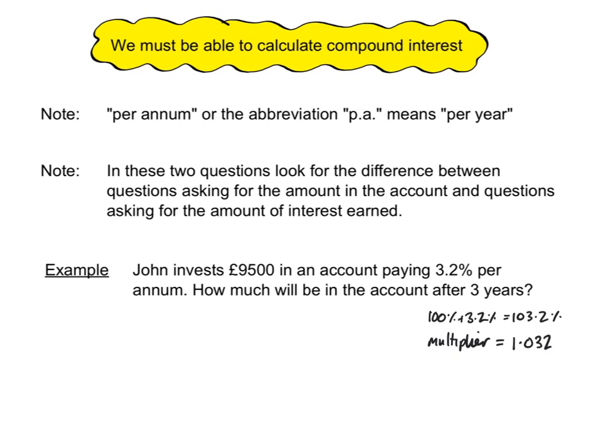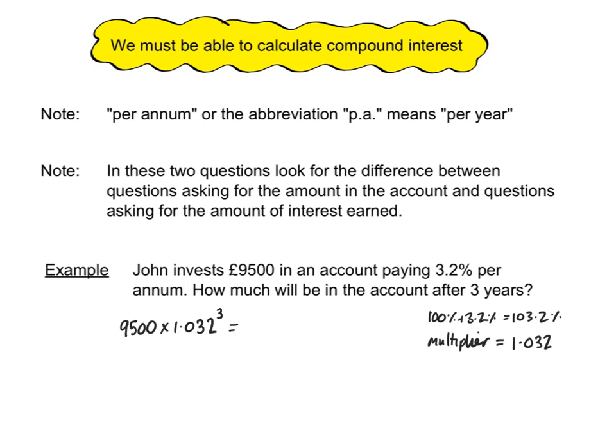So we're going to start by writing out our 9,500, and we're going to multiply it by 1.032. Now, as it stands here, this would only increase it by 3.2% once. But this question is asking how much will be in the account after 3 years. So if I just type this into my calculator, then it would give me what would be in the account after 1 year. I would then need to multiply it by 1.032 again for 2 years, and then multiply by 1.032 again for 3 years. So the quick way to do that is simply to do the multiplication by 1.032 3 times, and shorthand for that would be just to cube it.